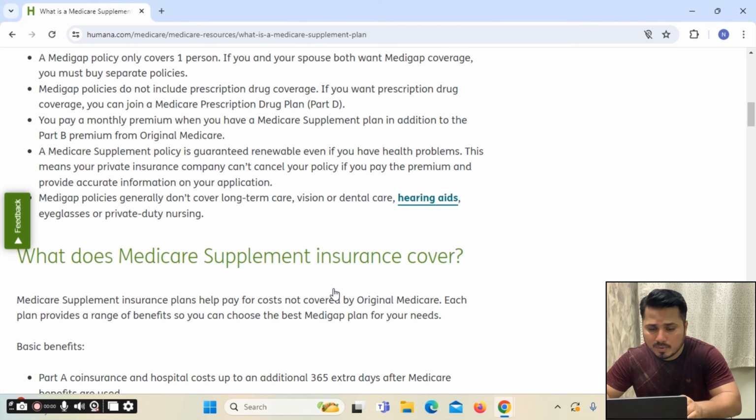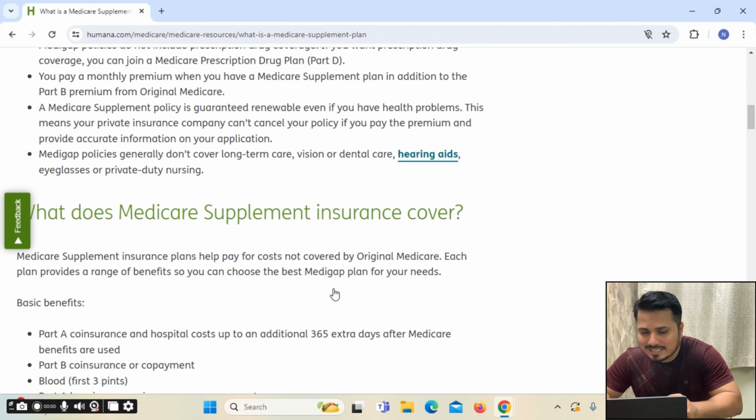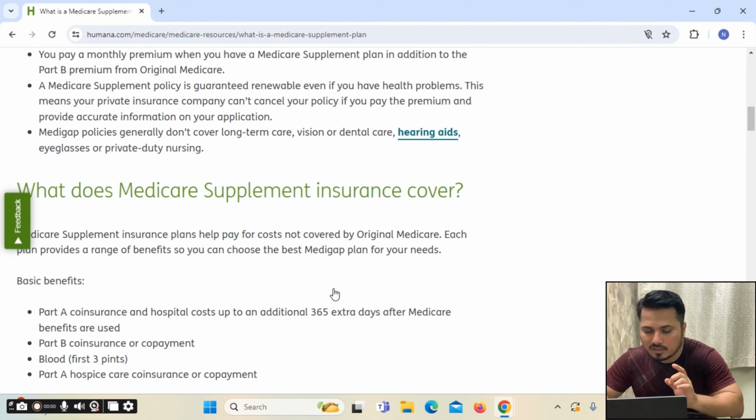You pay a monthly premium when you have a Medicare supplement plan, in addition to the Part B premium from original Medicare. A Medicare supplement policy is guaranteed renewable even if you have health problems. This means your private insurance company can't cancel your policy if you pay the premium and provide accurate information on your application. Medigap policies generally don't cover long-term care, vision and dental care, hearing aids, eyeglasses, or private duty nursing.